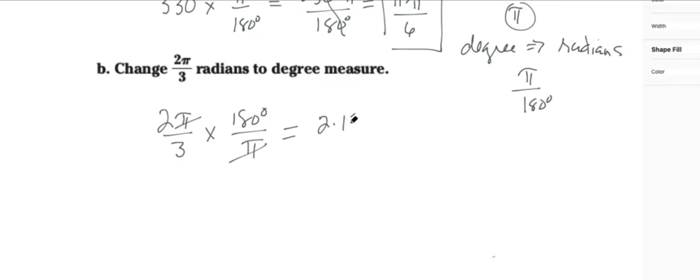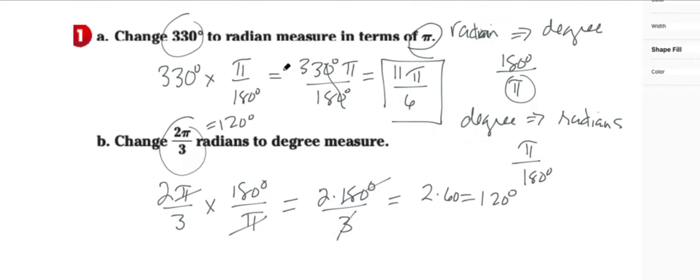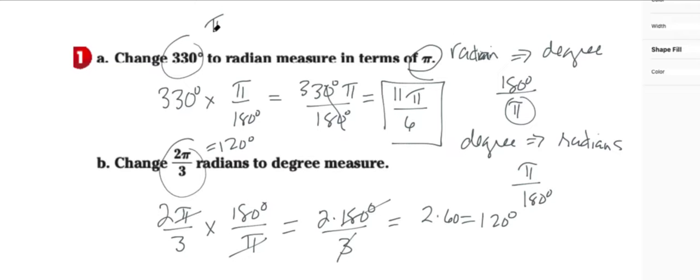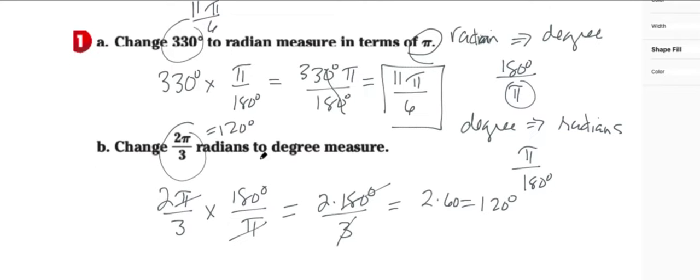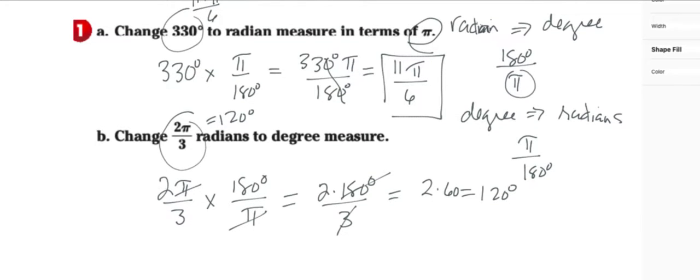Then I have 2 times 180 degrees divided by 3, and I don't like to do a whole lot of math if I can help, so I'm going to divide this 3 out before I multiply by 2. When I divide 3 into that, I get 60, so I get 2 times 60, which is 120 degrees. So 2 pi over 3 is equal to 120 degrees, and 330 degrees up here is equal to 11 pi over 6. We'll talk a little bit about how we can start to see some patterns here in the next example.